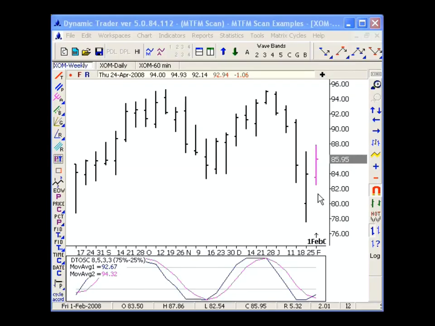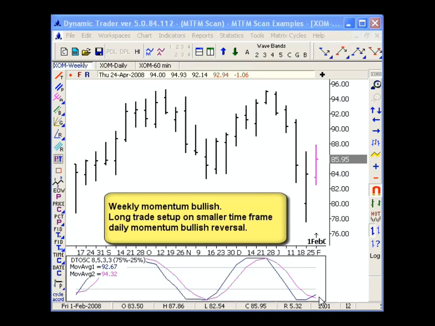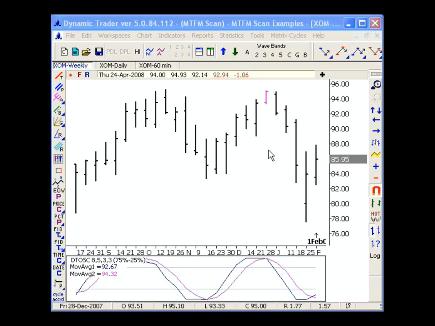As of the week ending February 1st, which was the last complete week before the February 8th dual time frame momentum scan, we see that the weekly momentum is bullish. It looks like it just turned bullish that week. So that's on the weekly data. We know the higher time frame weekly momentum is bullish. Let's go to the daily chart.